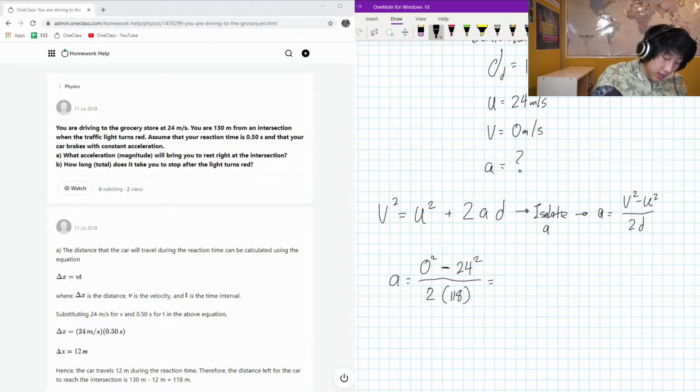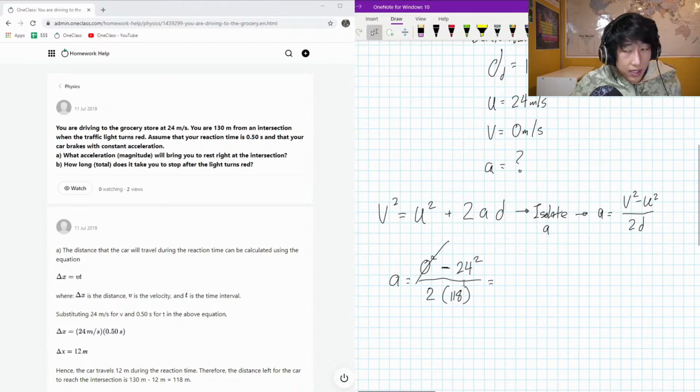Now, you can see that this is going to be a negative number because we have a negative divided by a positive. Ignore that 0. We would expect to have a negative number because we need to decelerate. If we had a positive a, that means we're accelerating, we're getting faster, and when we see a red light, that is the exact opposite of what we're trying to do here. So we're going to expect a negative answer.